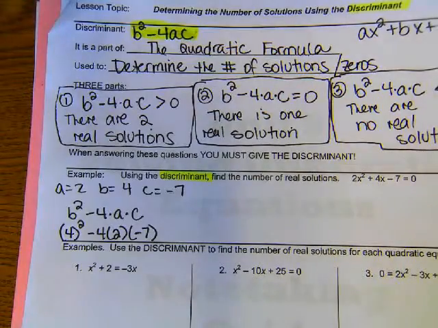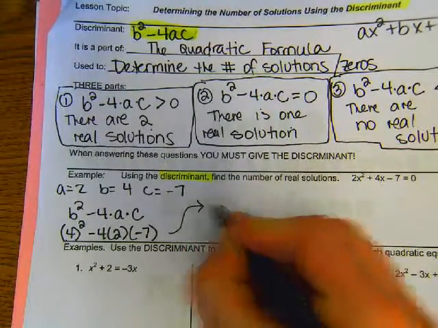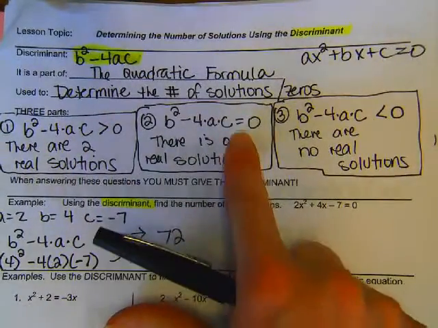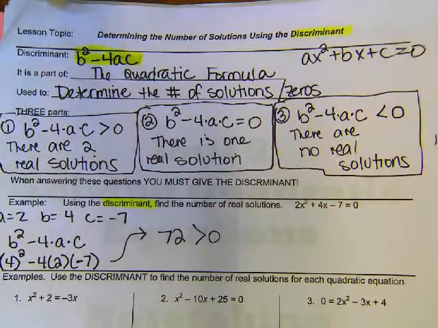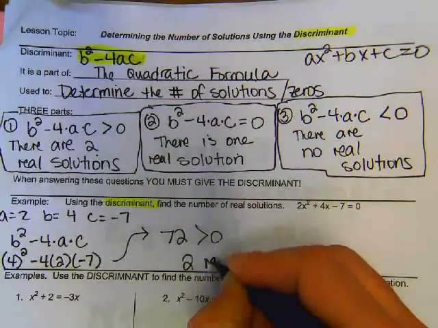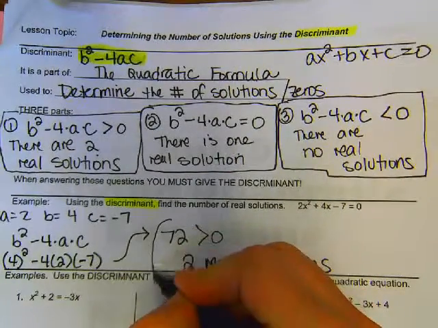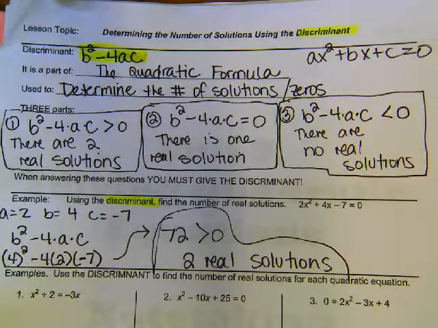Would you do that for me if you haven't already? What do you get? This is 72. So now I check. Is that greater than 0, equal to 0, or less than 0? Okay, positive, right? How many solutions is this quadratic going to have then? 2 real solutions. But you have to show me your discriminant to back it up or justify your answer. Okay.